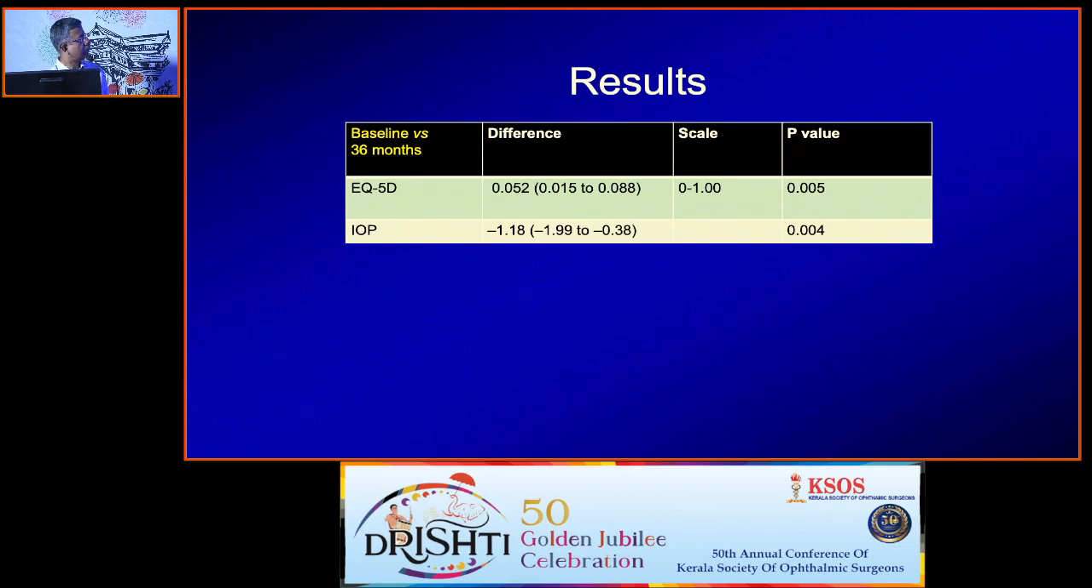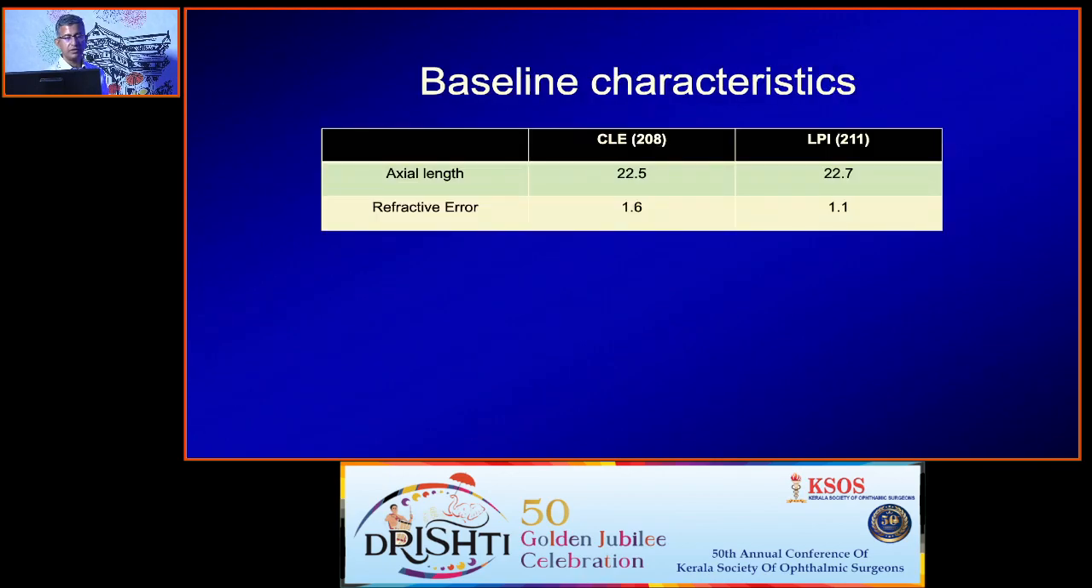And the difference in quality of life, on a scale of 0 to 1, was that those who had lens extraction were 0.052 points better than those who did not. So a 5% difference in the quality of life. In terms of intraocular pressure, a 1.2 millimeter better intraocular pressure control at the end of the study.